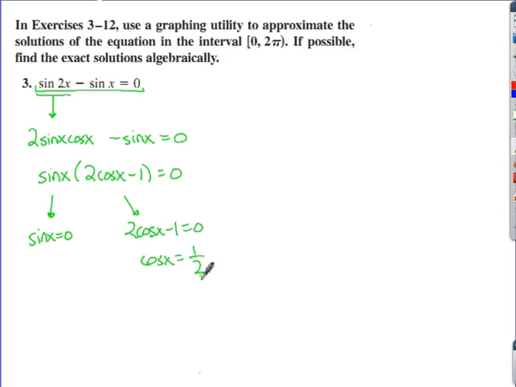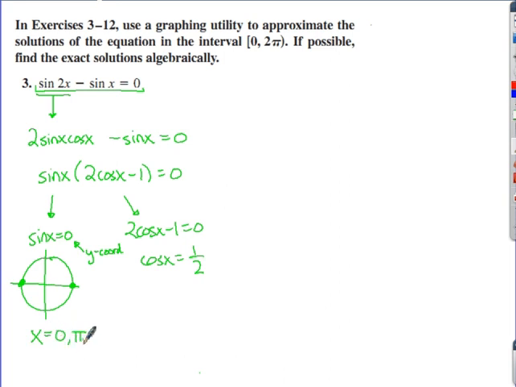Now, let's start with this left-hand one first. So where is sine x equal to 0? Think about your unit circle. This is the y-coordinate. So where's the y-coordinate equal to 0? Right here. And over here as well. So that gives us x equals 0 and pi.